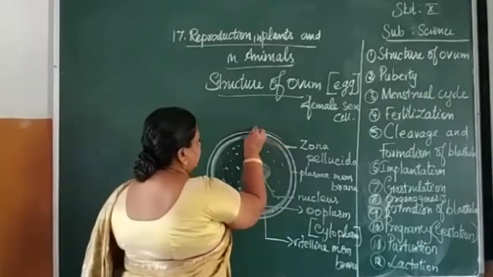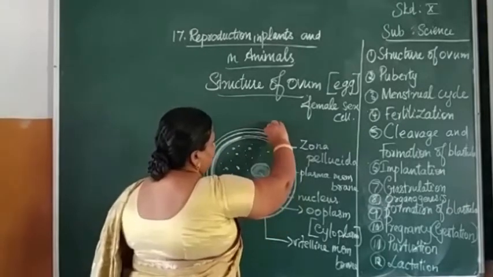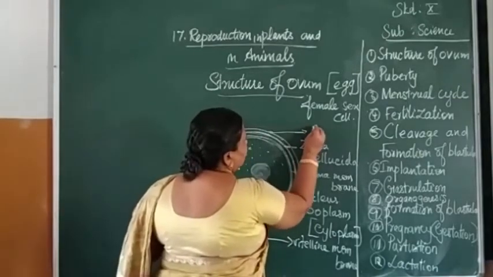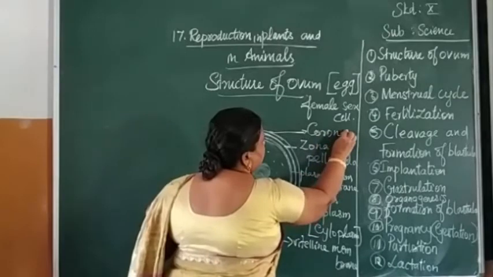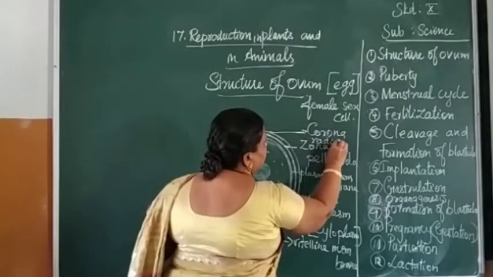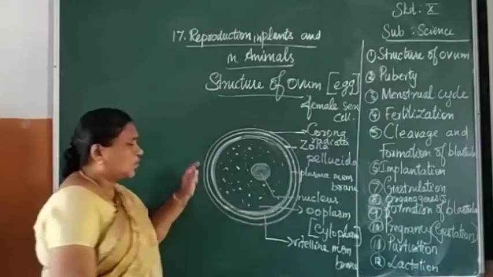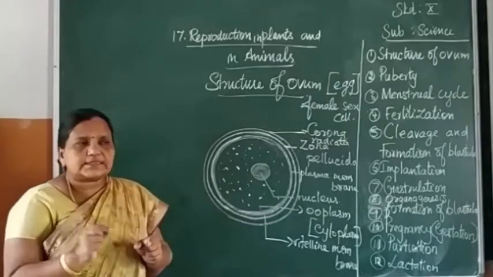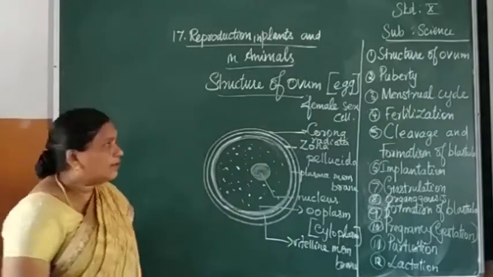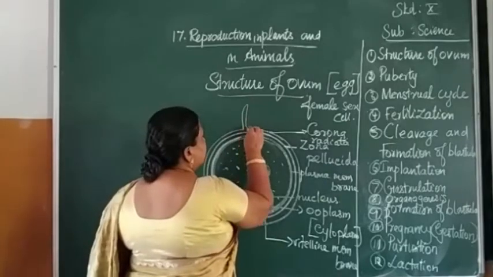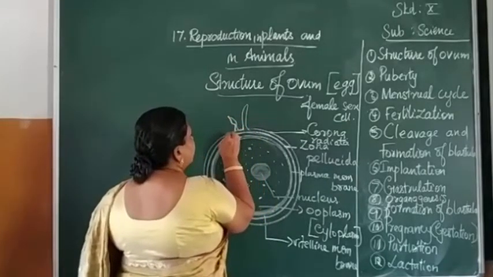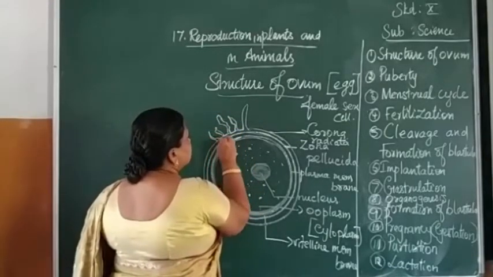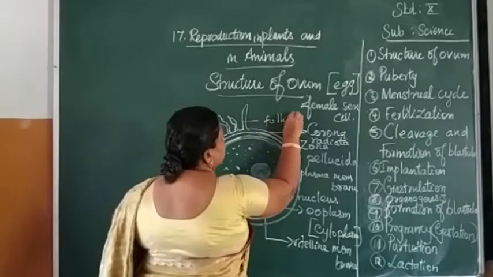And the third layer is called the corona radiata. This corona radiata is the outer membrane of this egg cell and it has some projections. They are called follicle cells. You can see the outer covering, not like the sperm cell, has some elongated projections. These are called the follicles.